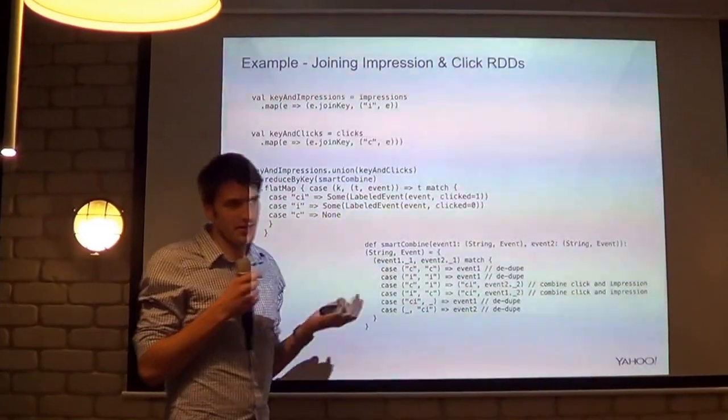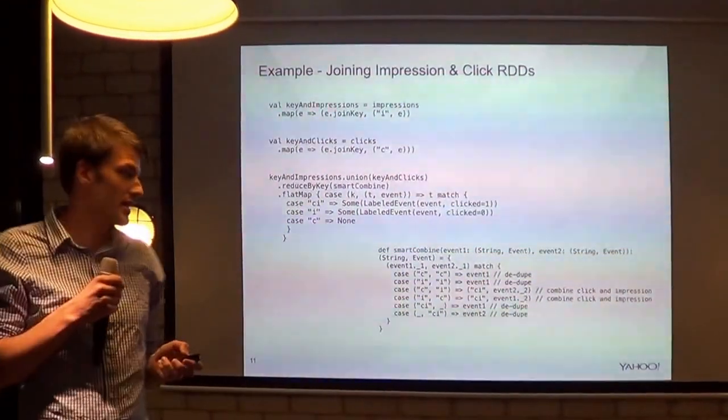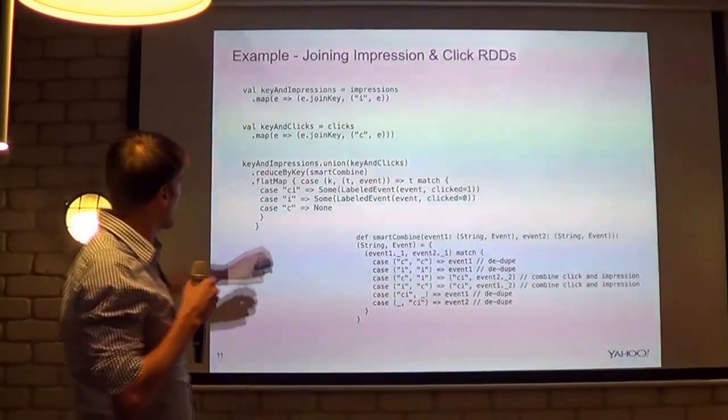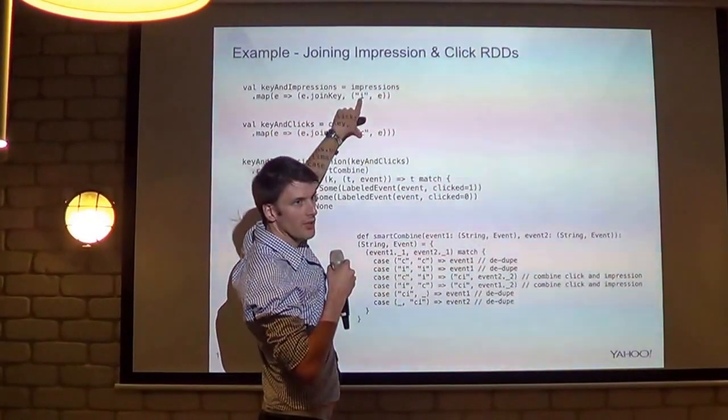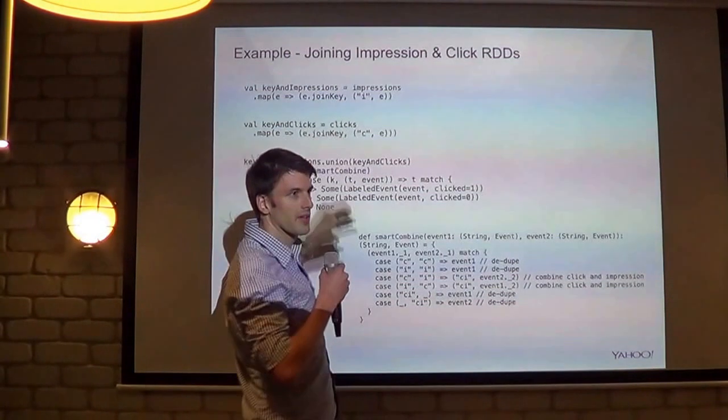They already come with some kind of unique ID. Yes, exactly. Yeah, some unique ID. Okay. And then essentially the reduceByKey is only applied on those. The key you already know is the same.